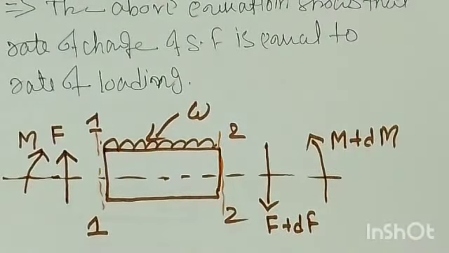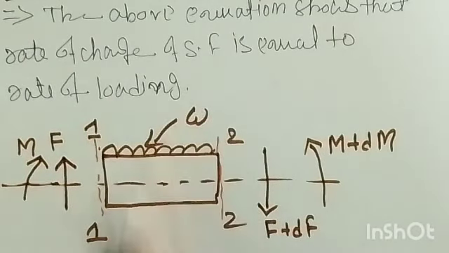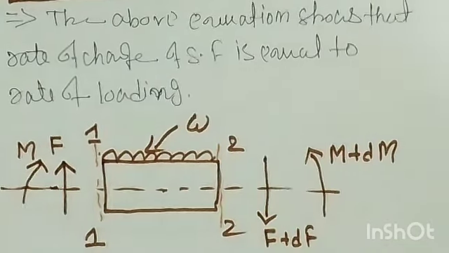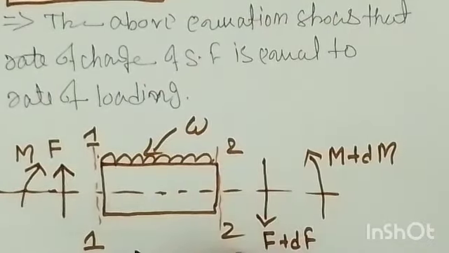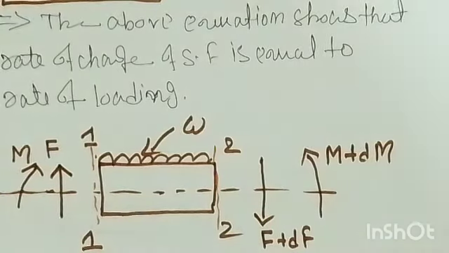Now, as well as one more moment will act, because of this UDL, right? That moment is nothing but W into dx, into dx by 2, right? So first of all, any section you can choose, either section 1 or section 2. About that section you can say the moment will be 0. Now I'm considering section 2, and taking the moment about section 2, right?